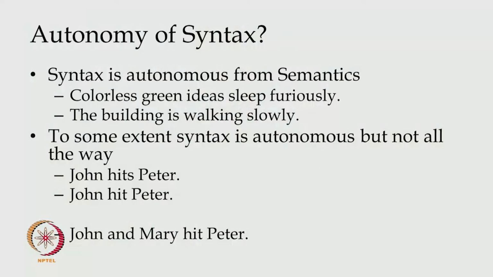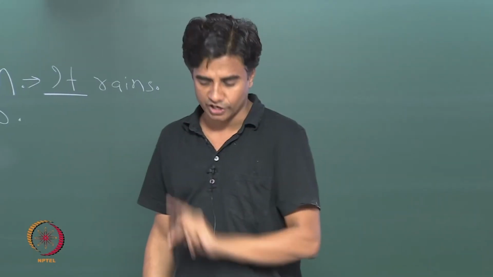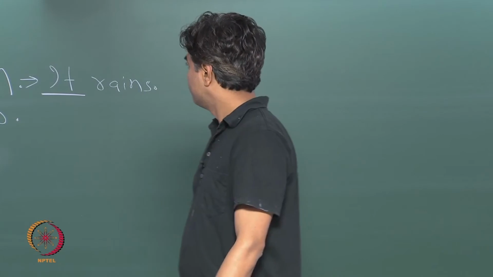Look at the sentences. John hits Peter. John hit Peter. And the third sentence is John and Mary hit Peter. Now, these are pretty simple sentences. Can I quickly ask you to draw the structure of this very simple sentence, John hit Peter, in terms of its IP?